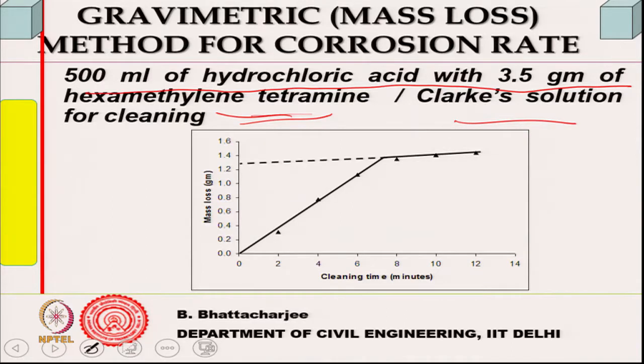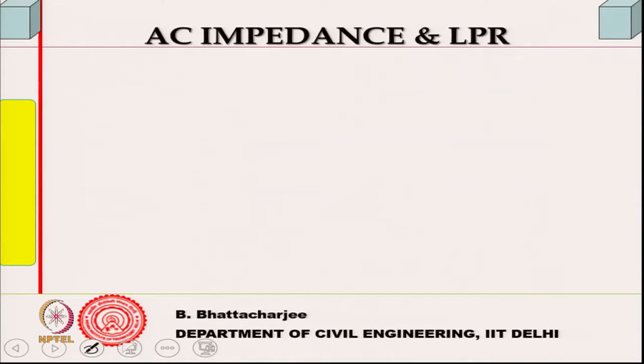What is done is one does a number of cleaning cycles, and then after a certain period of time you find that the change in mass is very little. The initial mass you find out, there is zero mass loss in the beginning, then some with time. You have to do that cleaning for around 8-10 minutes, keeping it in that solution, and then it goes.